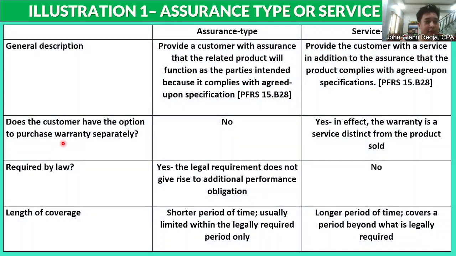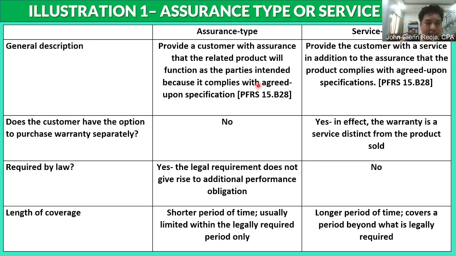Next, let's proceed with this discussion. Illustration 1. Regarding sa PFRS 15, determine natin if assurance type or service type. So, general description, assurance type siya pag the entity provide a customer with assurance that the related product will function as intended because it complies with agreed upon specifications. While service type is the entity provide the customer with a service in addition to the assurance that the product complies with agreed upon specifications.